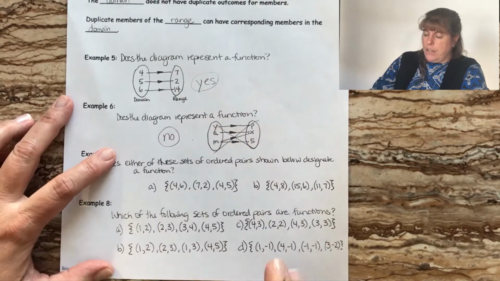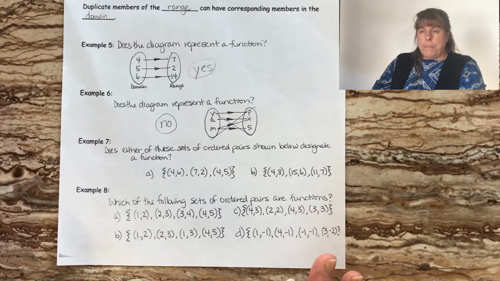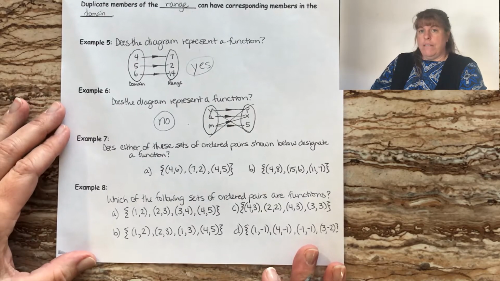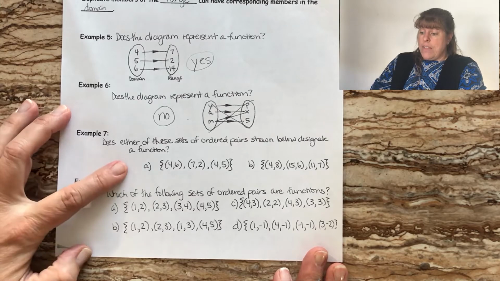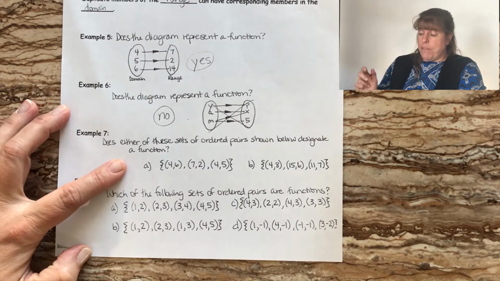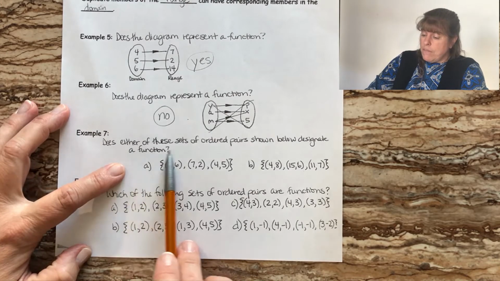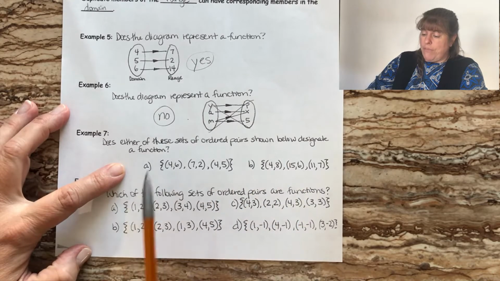Okay. The pictures are a little bit easier than all these lists of numbers. So the numbers, you just kind of have to sort through them. The x is the domain, remember, the y is the range. So does either of these sets of ordered pairs shown below designate a function?